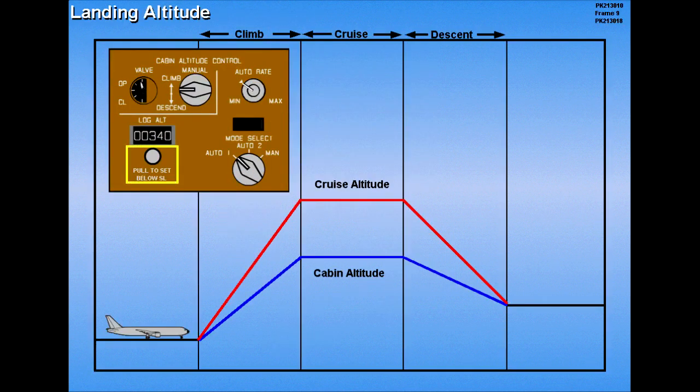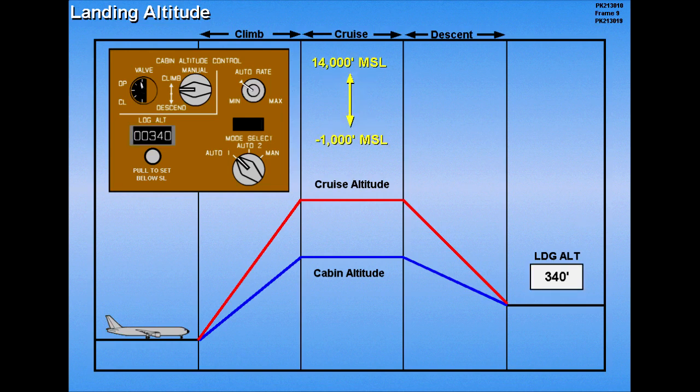A landing altitude selector is used to set the landing elevation, which is displayed in the landing altitude window. The selected elevation can range from 14,000 feet above sea level to 1,000 feet below. Normally, the landing elevation is set prior to takeoff.